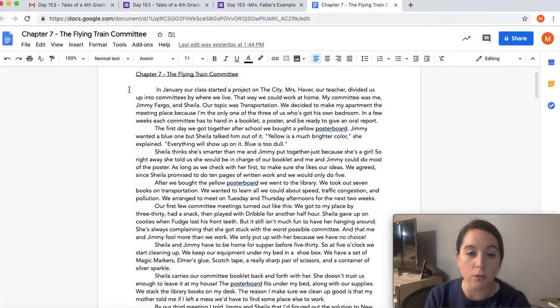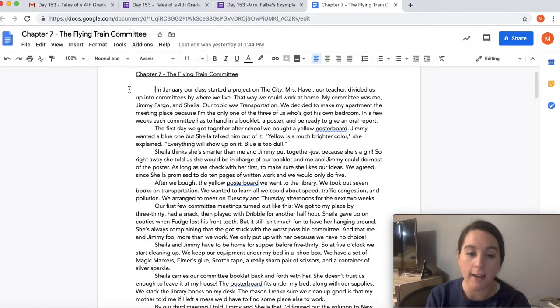Sheila gave up on cooties when Fudge lost his front teeth, but it still isn't much fun to have her hanging around. She's always complaining that she got stuck with the worst possible committee, and that me and Jimmy fool around more than we work. We only put up with her because we have no choice.